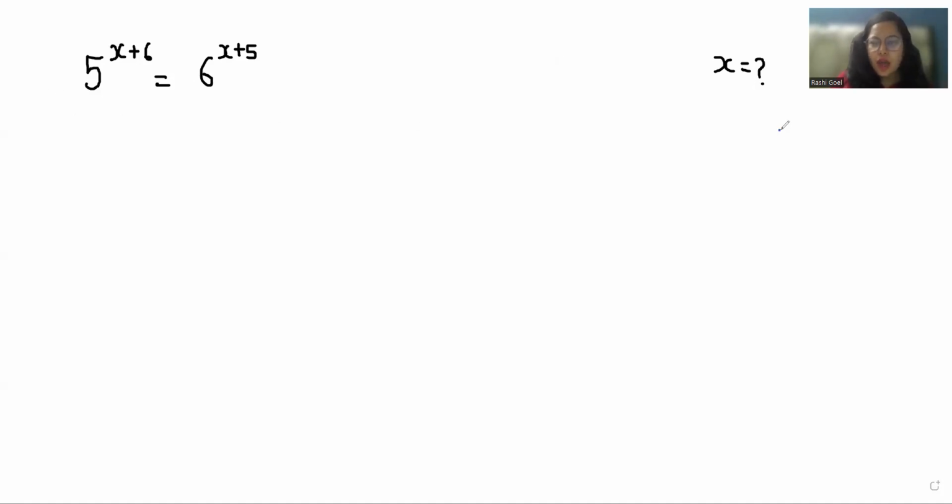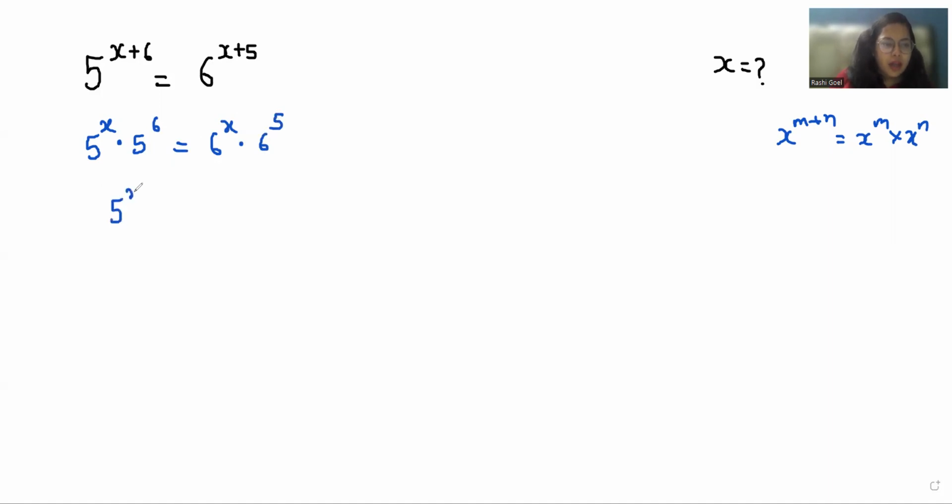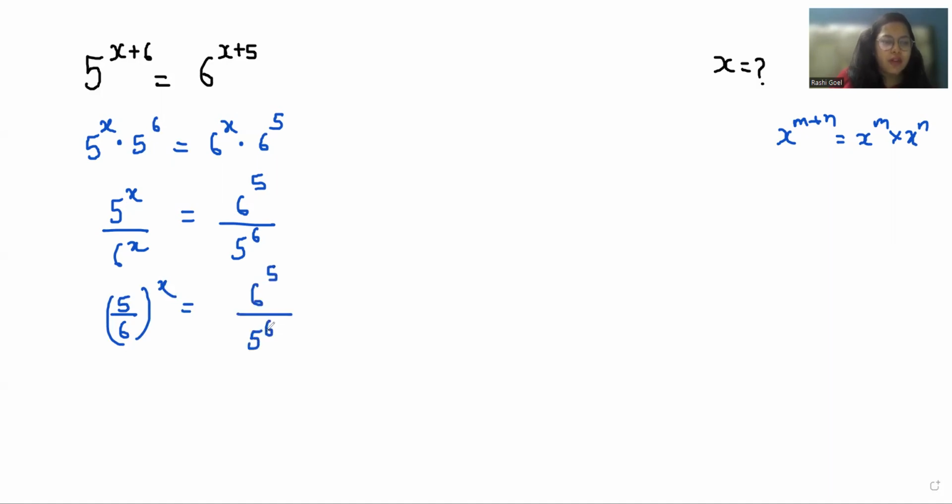So exponent rule: x^(m+n) we can write as x^m times x^n. So 5^x times 5^6. Similarly, 6^x times 6^5. Now, I can write the x terms together. So, 5^x / 6^x = 6^5 / 5^6. So, here (5/6)^x = 6^5 / 5^6.